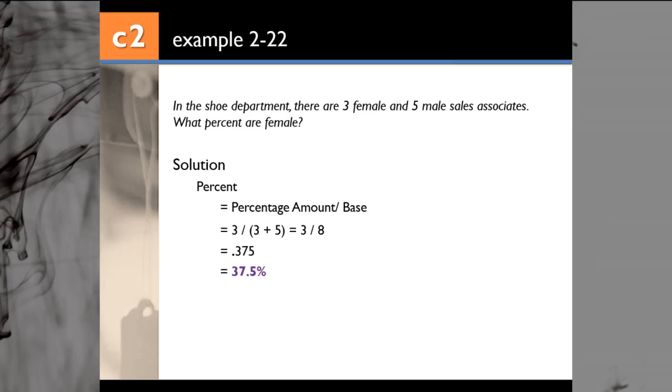Also, you can calculate the percent of the male sales associates too. So you just have to change the percentage amount, right? And you will get 5 over 8. That means that's going to be 62.5%. Okay. So you can apply this with different questions as well. But now you also know how to calculate this percent. And if you know the 3 components, percent, percentage amount, and base, you can get any of these numbers if you know 2 out of these 3 numbers.